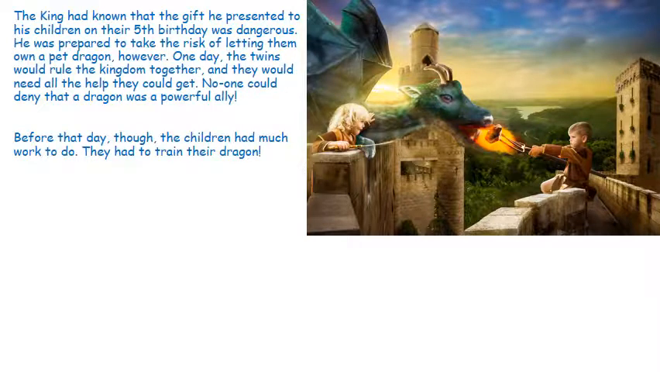Now, this is the story starter that is given to you for today, and I'm going to show you how to use that to carry on a story of your own. So it says, the king had known that the gift he presented to his children on their 5th birthday was dangerous. He was prepared to take the risk of letting them own a pet dragon, however. One day the twins would rule the kingdom together, and they would need all the help they could get. No one could deny that a dragon was a powerful ally. Before that day, though, the children had much work to do. They had to train their dragon.